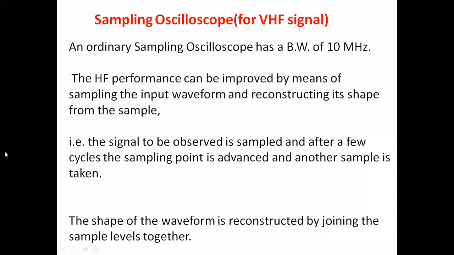Here the signal to be observed is first sampled, and after a few cycles the sampling point is advanced and another sample is taken. The shape of the waveform is reconstructed by joining the sample levels together. So first we have to convert the applied input signal into the form of samples, and from those samples the waveform is reconstructed by joining the sample levels together.